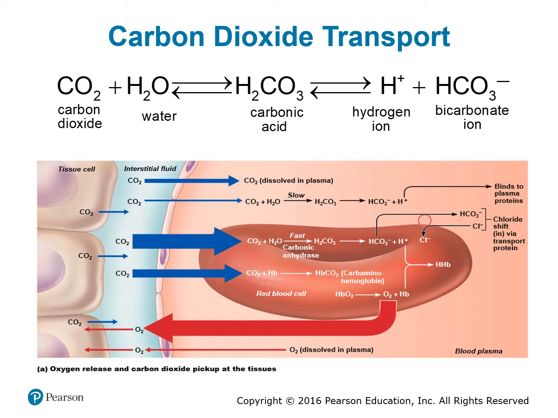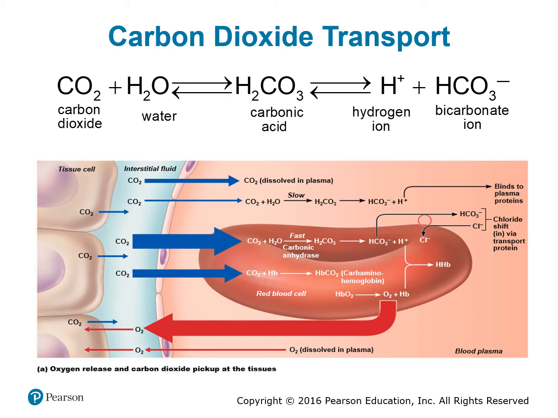In our pulmonary capillaries, the process occurs in reverse. So bicarbonate moves into our red blood cells while chloride moves out of the red blood cells and back into the plasma. The bicarbonate binds with hydrogen to form carbonic acid. The carbonic acid is split by carbonic anhydrase into carbon dioxide and water, and carbon dioxide then can diffuse into the alveoli.